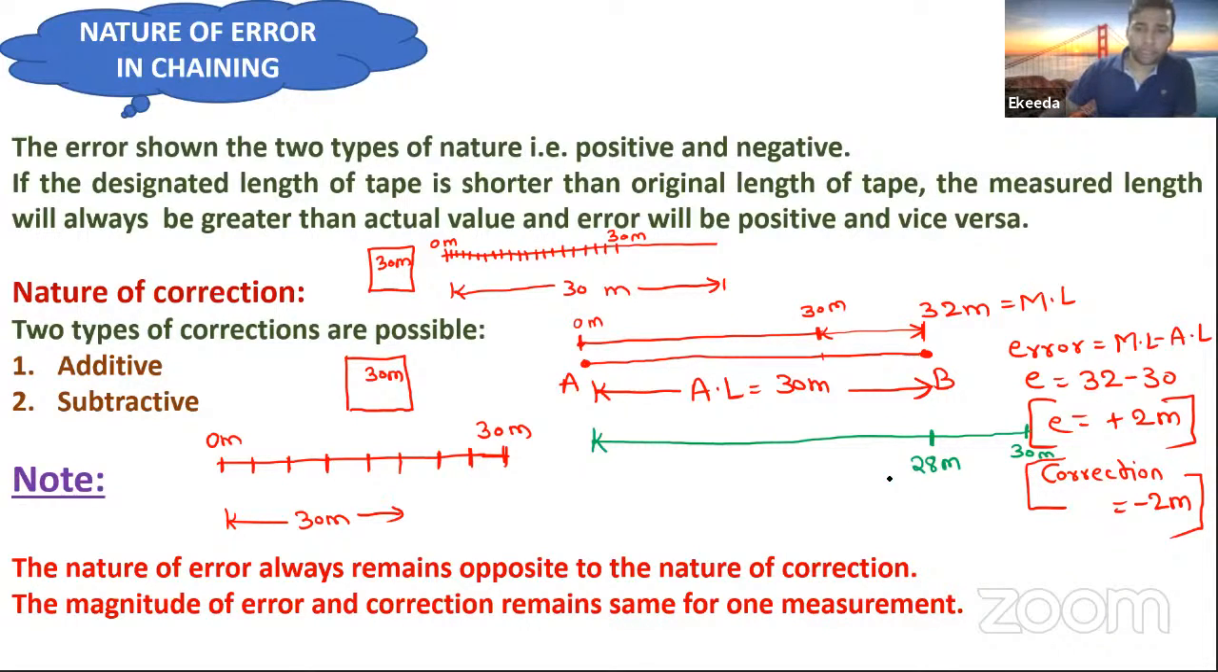Now if 28 meter is written here, that is the measured length when the length of tape becomes more than the actual length. Now what will be the value of error here? It will be equal to 28, that is the measured length, minus 30 meter, that is the actual length. Now the difference between these two values will be equal to minus 2 meter. So when the length of tape becomes more than the actual length, then error will be of negative nature and correction will be of positive nature.